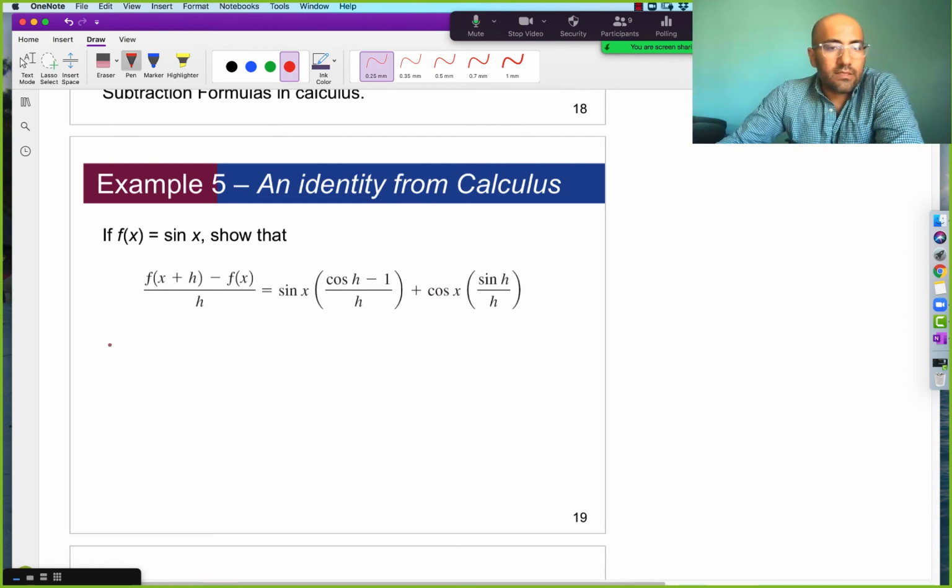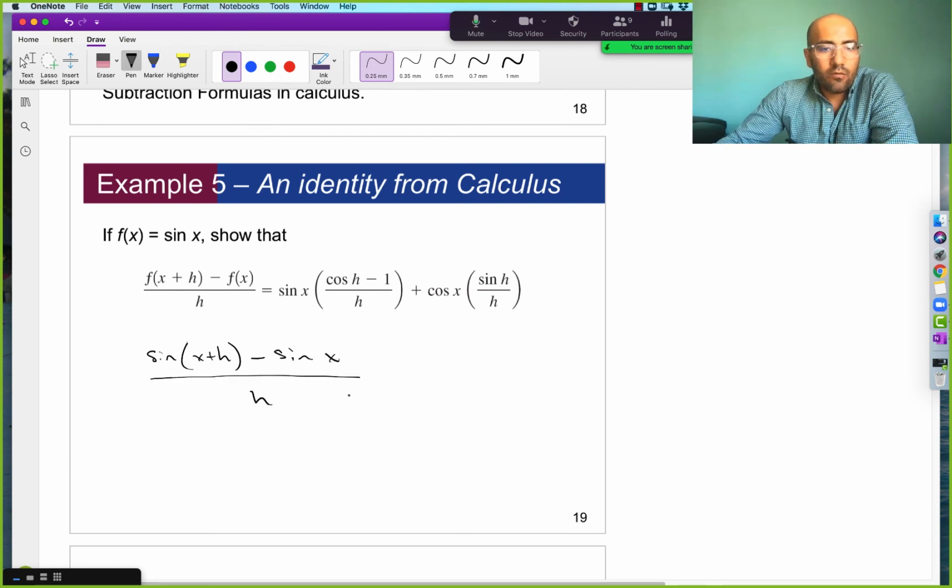Okay, so let's see. Well, we begin by doing this. Here's our function, and we want to input this. So we have sine of x plus h minus sine of x all over h. And this is kind of silly. We're just going to take advantage of our addition formula for the sine function. And I believe that's going to be sine of x cosine of h minus sine of x cosine of h.